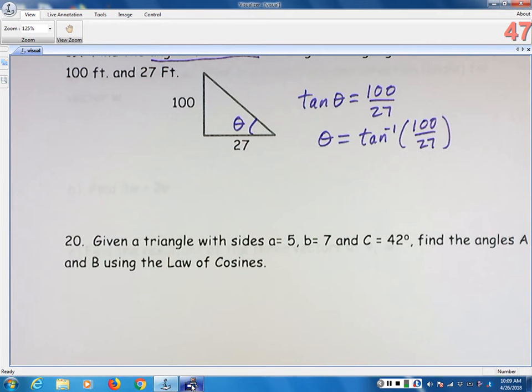So what questions do you have in the last few minutes here? I've got the answers posted. Could you do the conversions in number 21 real quick? 21, okay.